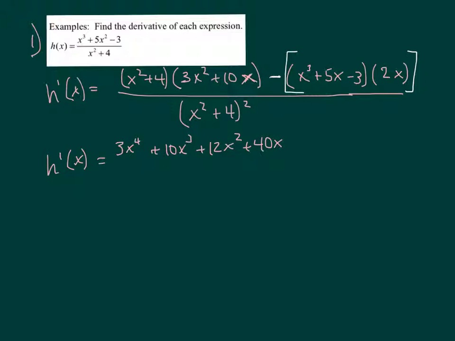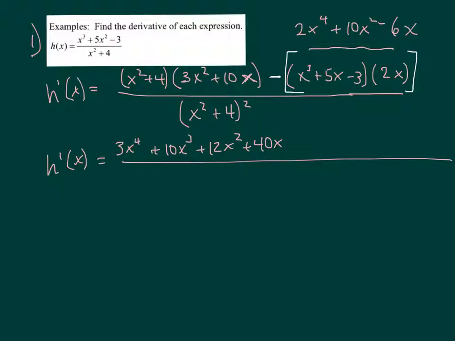Okay, so it might be helpful, depending upon your algebra skills and how fast you can do this, you might want to go ahead and do the distributing of the 2x up on top here, and then negate that all and write it down on the line. Okay, so down below in your answer. So if I distribute this through, I'd get 2x to the 4th plus 10x squared, and then minus 6x. So when I bring that down here, I'm going to have minus 2x to the 4th, then minus 10x squared, and then plus 6x. And all over that x squared plus 4 quantity squared.